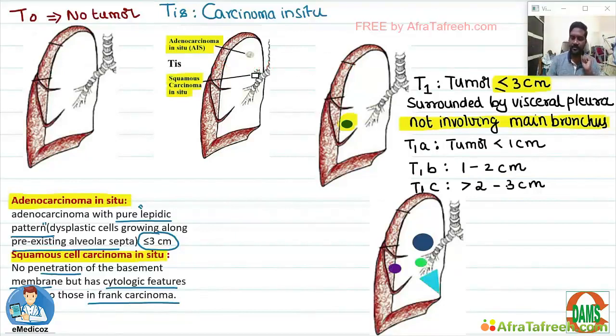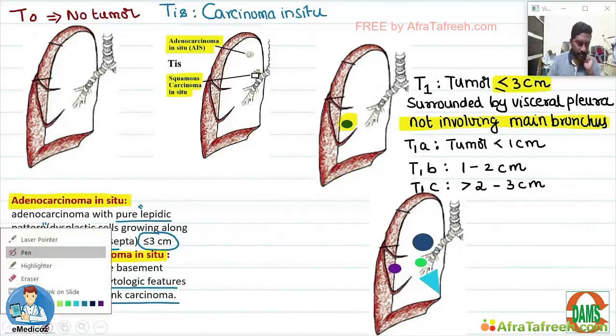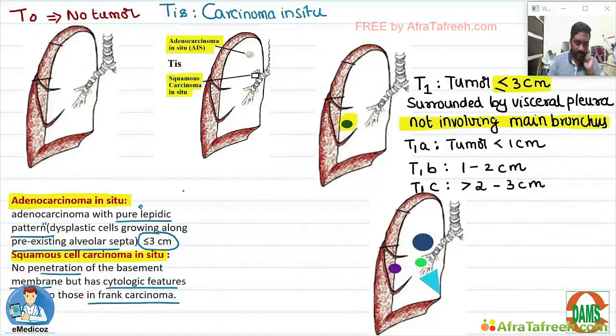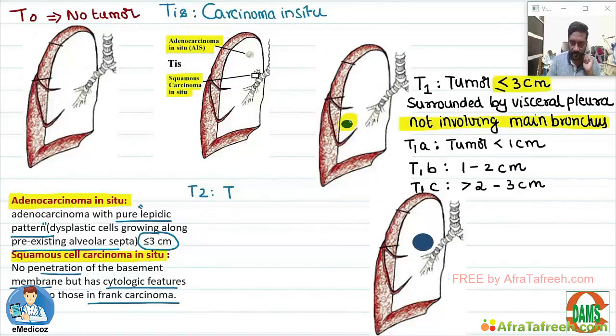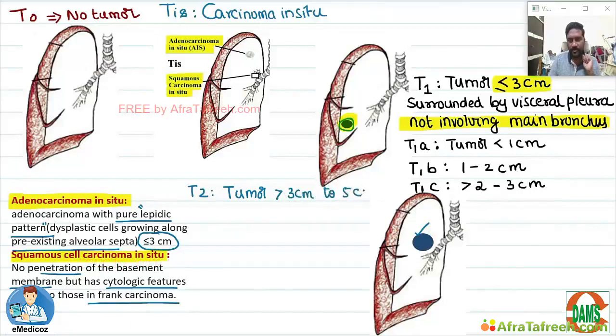So what are the features of a T2 tumor? We'll write it with another ink. T2 tumor. First is the size. When compared to previously, you can see the size has increased. So tumor size more than 3 centimeter up to 5 centimeter. It will not exceed generally more than 5 centimeter.